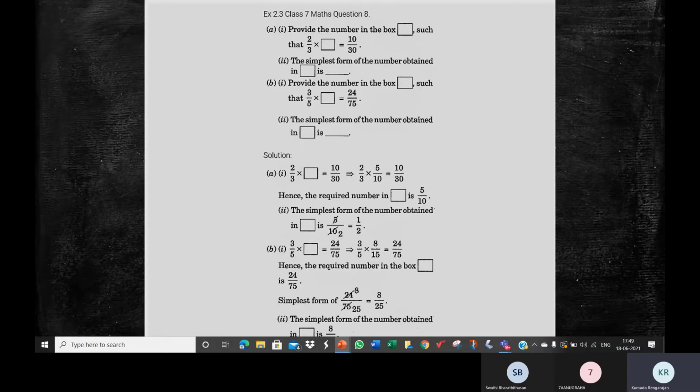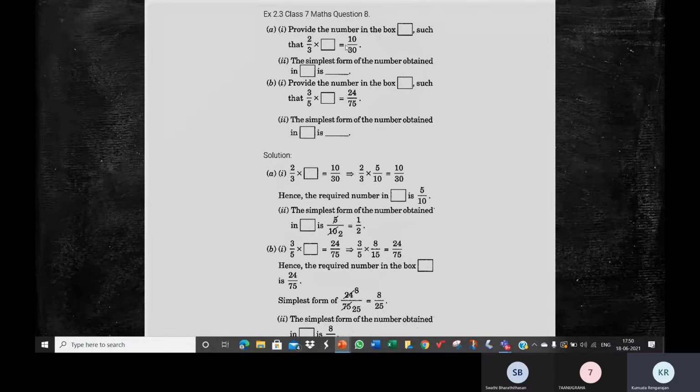Now what should be multiplied to 4 to get say 28? What should you multiply to 4 to get 28? Ma'am, 7. Yeah. 4 must be multiplied by 7 to get 28. Similarly, treat a question like that: 2 by 3 should be multiplied by what fraction to get 10 by 30?